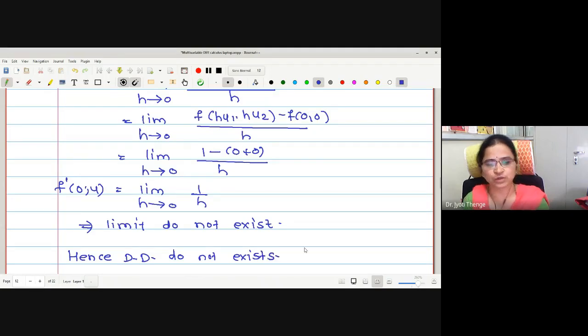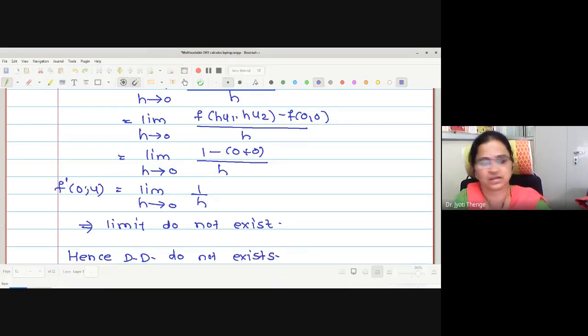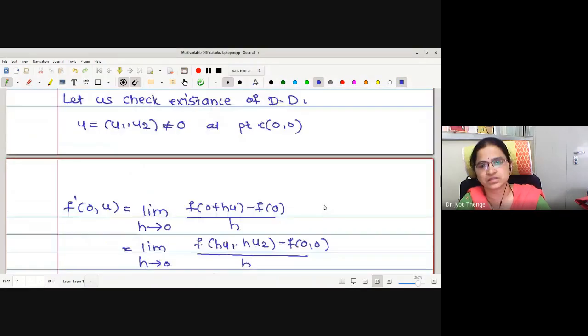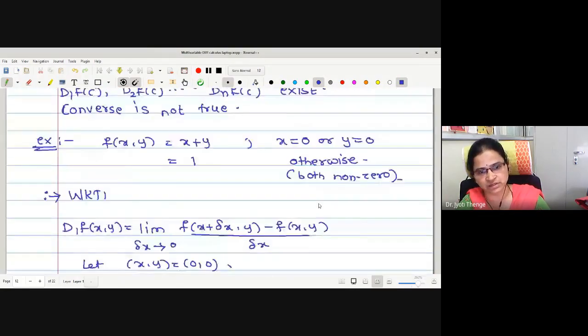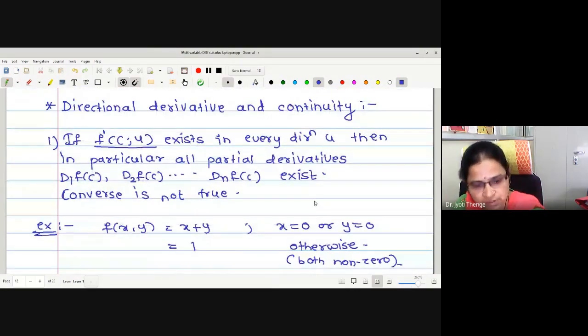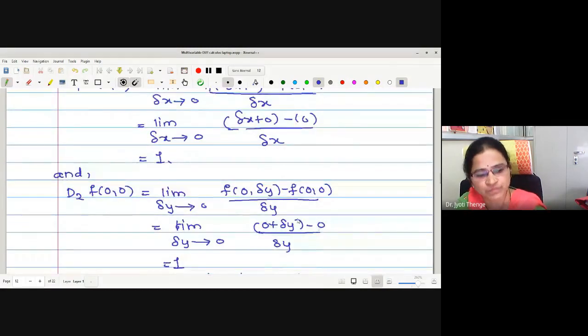Therefore, easily we can observe that partial derivatives exist for this function at the point 0, 0, that is the origin, but directional derivatives do not exist. This is what we will see for today's lecture. In the next lecture, we will try to understand whether directional derivative actually gives the continuity or not. Let me stop for today.